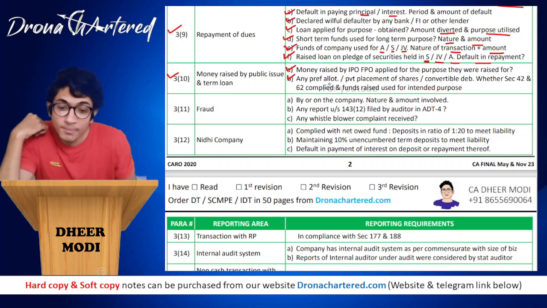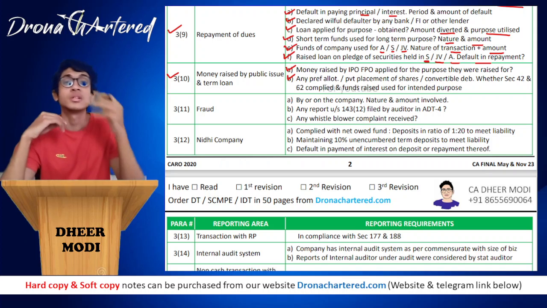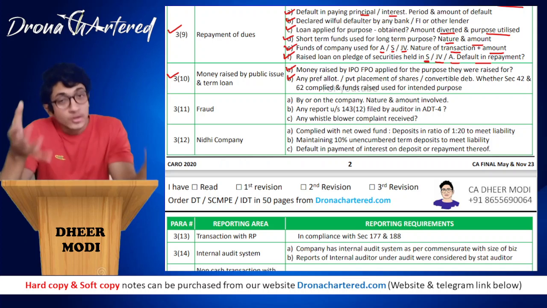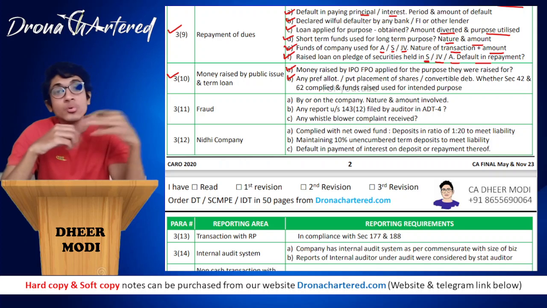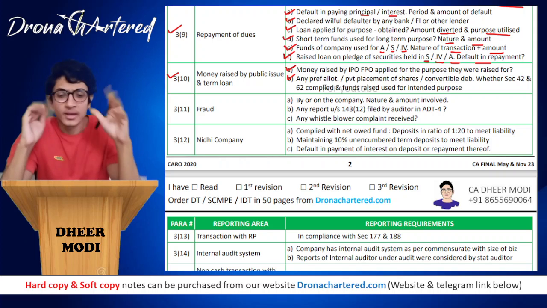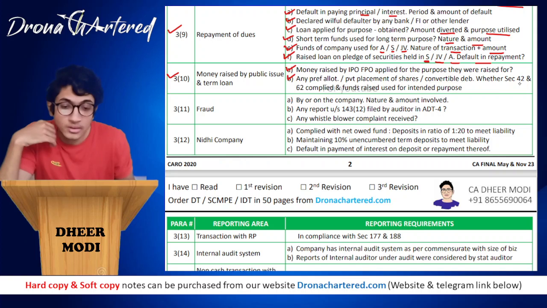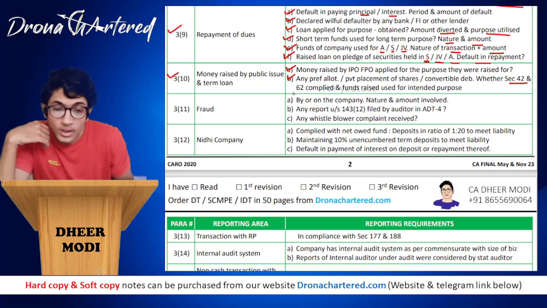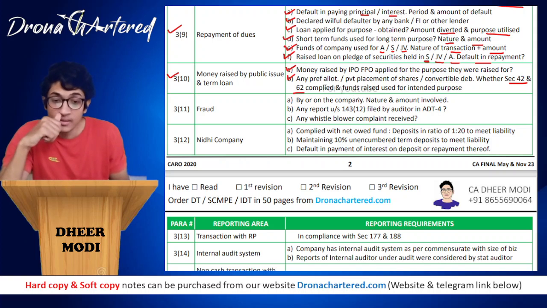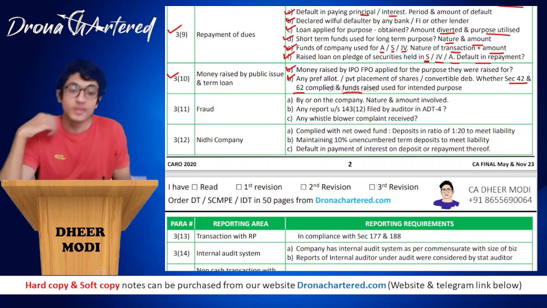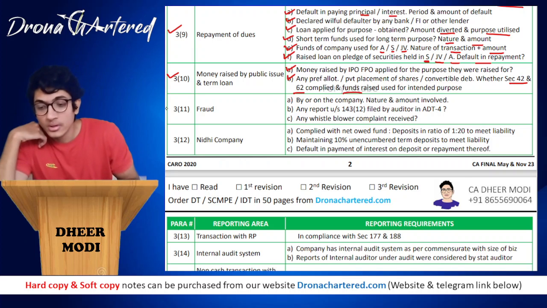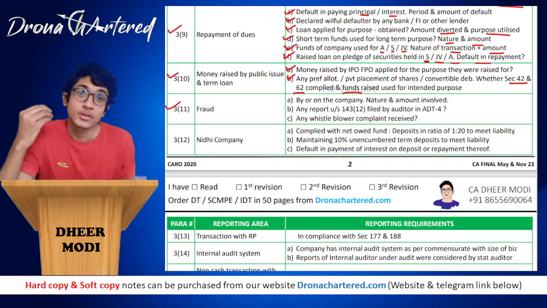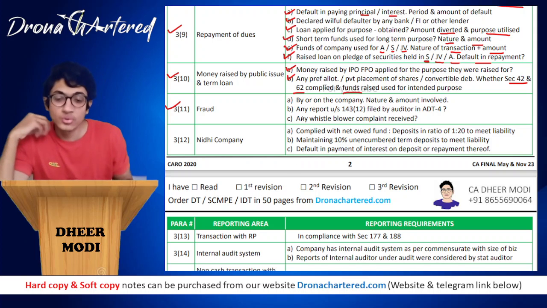And second is any preferential allotment or private placement of shares or convertible debenture. Convertible debenture means when you raise a debenture and at the end of the validity these debentures turn into shares, preference share, equity share, anything. So these are your convertible debentures. So whether section 42 and 62 have been complied with and the funds raised have been used for the intended purpose or not. Okay. Now your 3(11) is with regards to fraud.